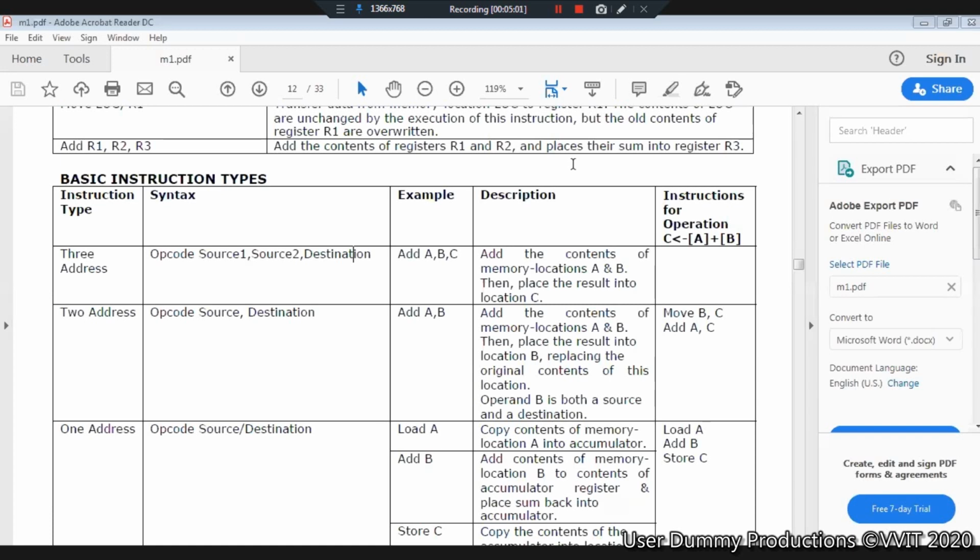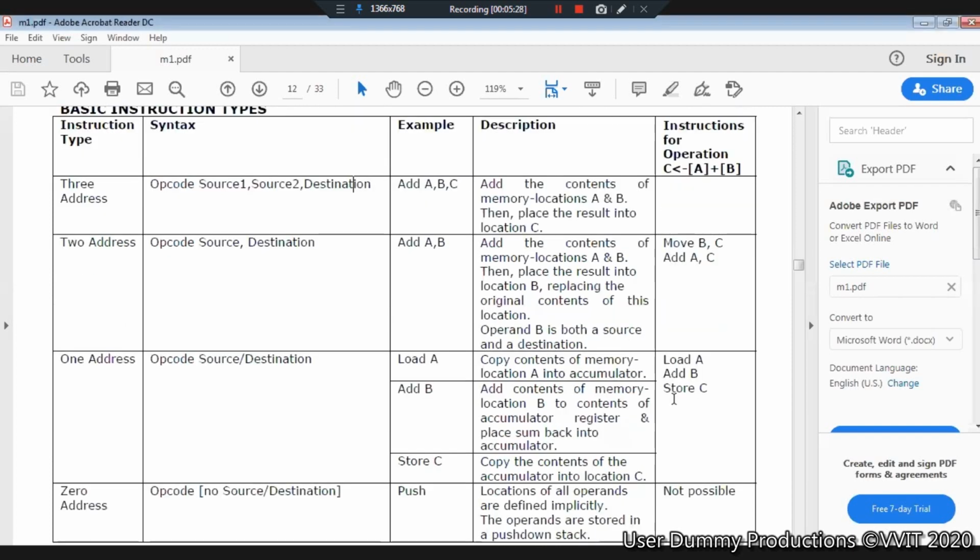How can I do that? In the two address instruction, we first have to move the content of B to register C. If you want to do the same thing, you move the one location to some register C, then ADD A, C. That's all. Same thing, you have to do it like this. Understood? Okay.